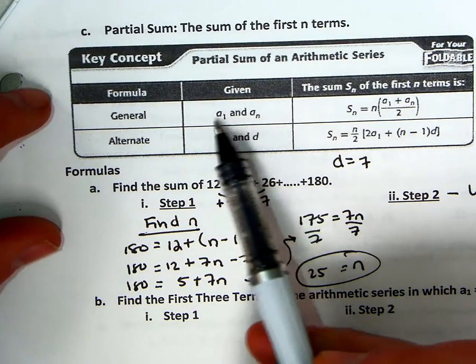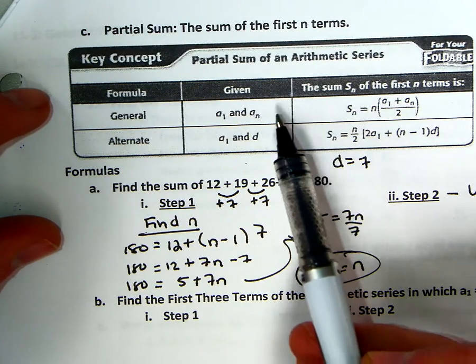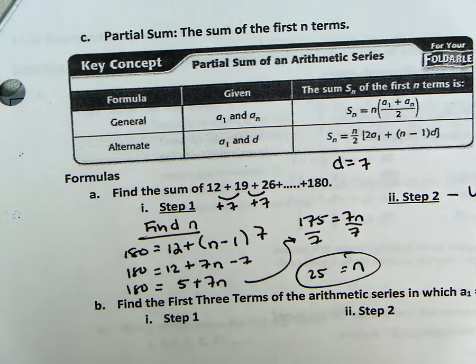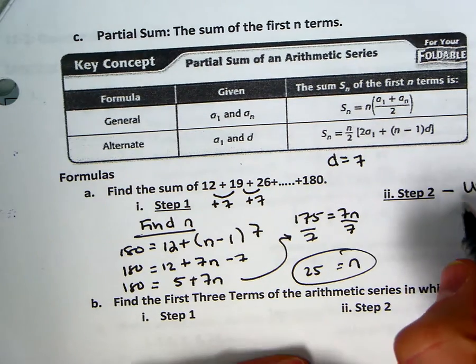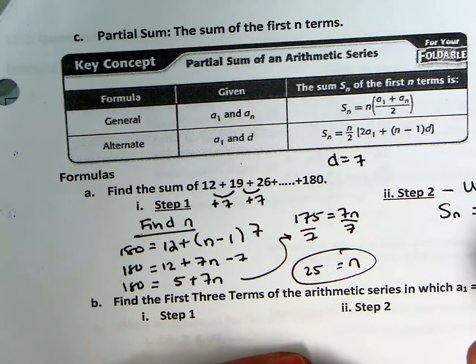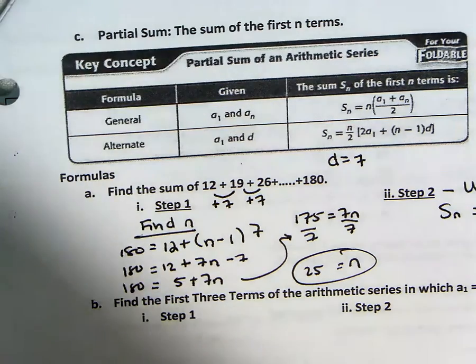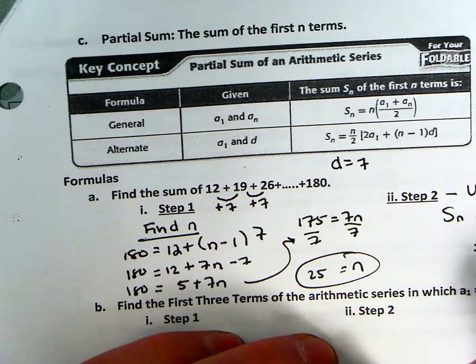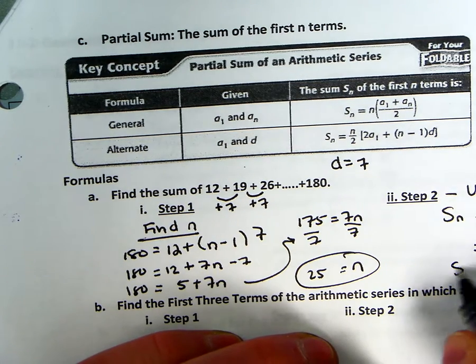So we started with A1, and we found d. We had A1 and we had AN, so we could use either one of them. It's up to you. I'm going to show you the general first. So we have Sn equals, our n is 25, our A1 is 12 plus our AN is 180, divided by 2. So 12 plus 180 divided by 2, times 25. So you get 25 times 96, which equals 2,400, and that's what Sn equals.